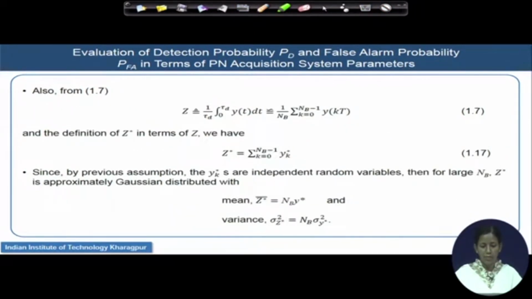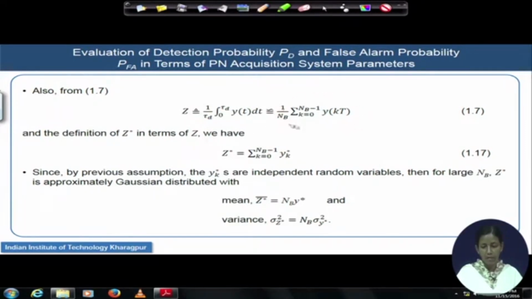Now, if this is the situation for your Yk, I can also get from the expression of Z that we saw in the last module. This approximation we did in the last module, where my NB is equal to tau d by capital T, and I can rewrite expression 1.17 by substituting Z as Z star, and Yk by Yk star, using the relation of Z to Z star and Y to Yk star. And remember, if the sampling is done at the Nyquist rate, and the previous assumptions hold good, all these Yks should be independent random variables. And if NB is too large, then these Yks will be independent random variables, and hence this Z star will be Gaussian distributed.